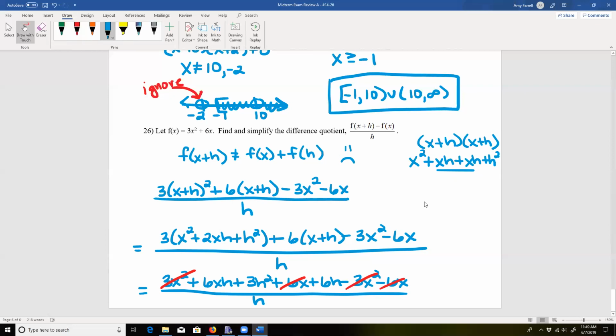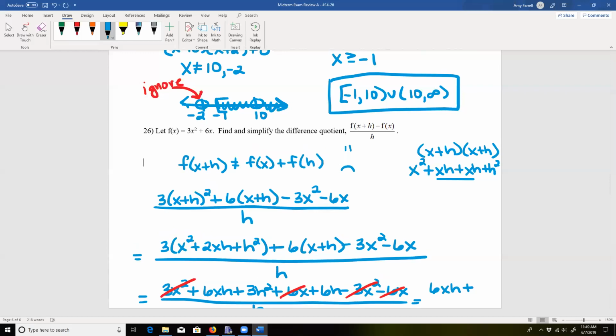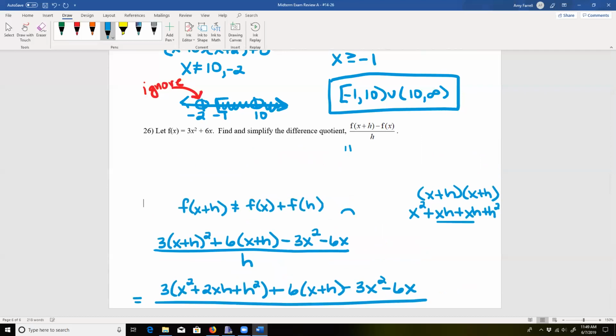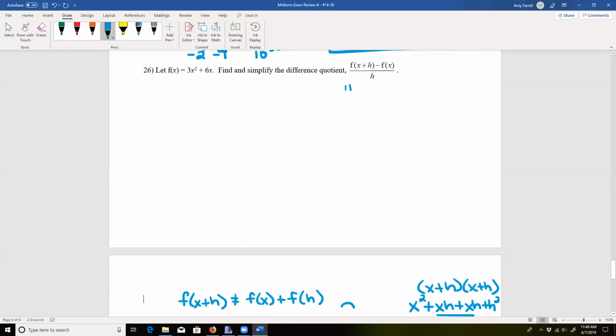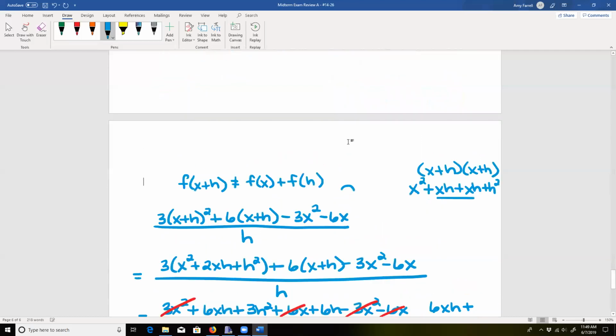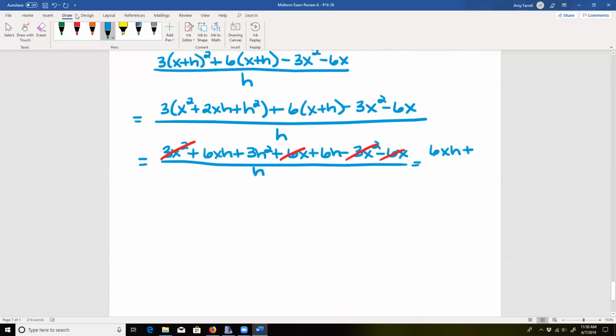I now have left in the numerator 6xh plus, kind of running out of room here. Let's see. If I do this, it's going to move down everything, isn't it? That's okay. Sorry guys, I just need a little bit extra room here. Okay, let's try this again on a new line.